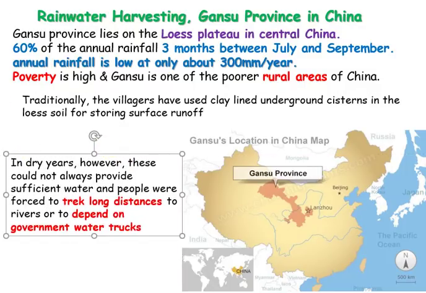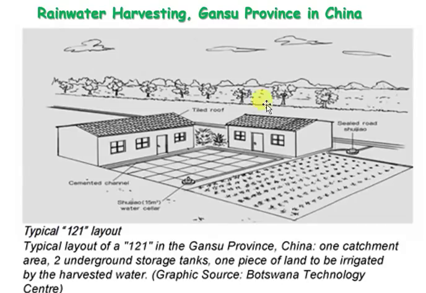Okie pokey. Right then, so what is the Gansu rainwater harvesting project? It's like, it's the best case study ever. Right, put simply, these are the homes in the villages. It's really bottom-up, low-tech, cheap technology, if you can even call it technology.